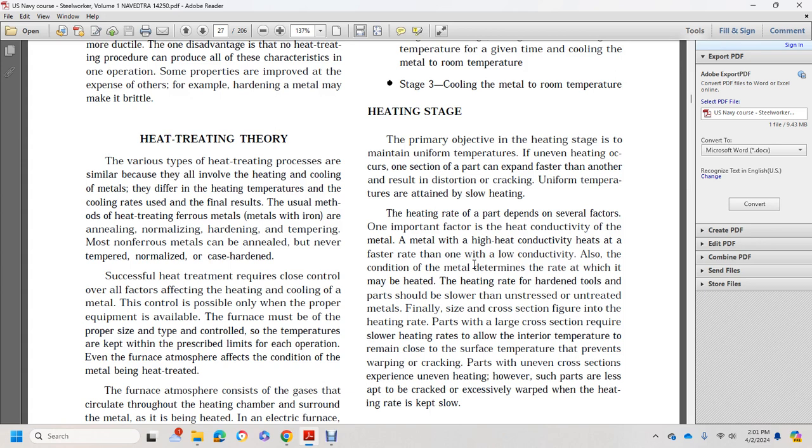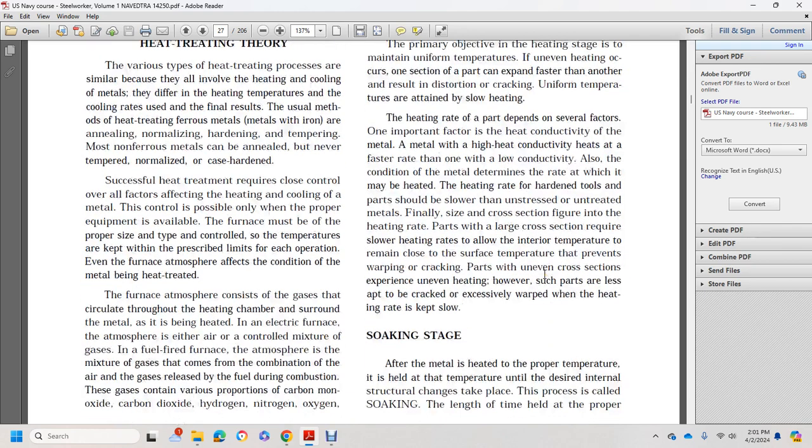The condition of the metal determines the rate at which it may be heated. The heating rate of hardened tool parts may be slower than that of unstressed, untreated parts. The size and cross section of the metal also figure into the heating rate. Parts with a larger cross section require slower heating rates to allow the interior temperature to remain close to the surface temperature, which prevents warping or cracking. Parts that are uneven in cross section experience uneven heating. However, such parts are less apt to be cracked or excessively warped when the heating rate is kept low.